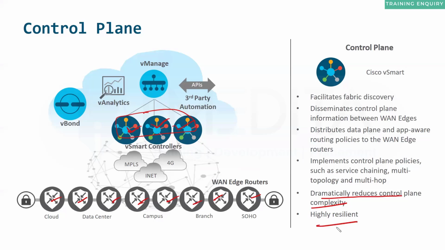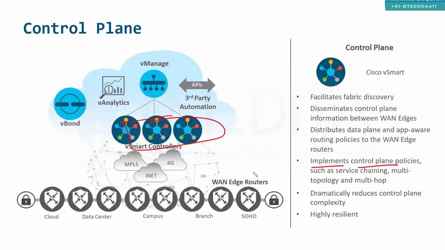Highly resilient. Why? Because again, the vSmart is using a Linux based operating system, right? Now remember that the vSmart will be responsible to implement the control plane policy, which means that if you want to filter routes, or maybe you want to perform path selection manipulation, you can do that.